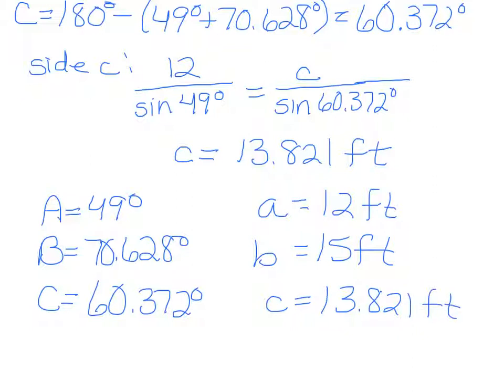Let's check this for reasonableness. Angle A is our smallest angle. Side A is our smallest side. So that works. We like that logic. Angle B is our largest angle. Side B is our longest side. So there we go. And angle C is our medium angle. Side C is our medium side. So it is reasonable. It checks. Yay. We like that.